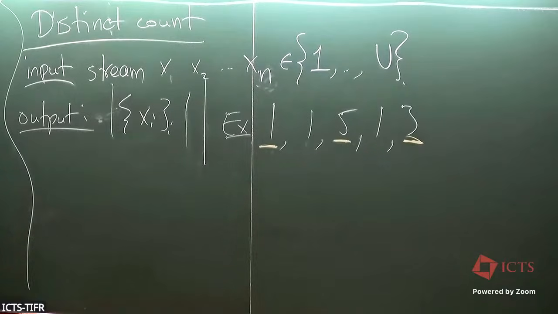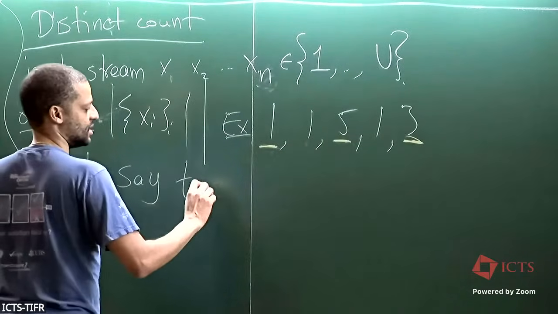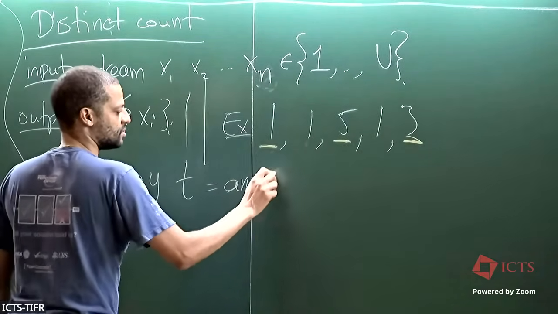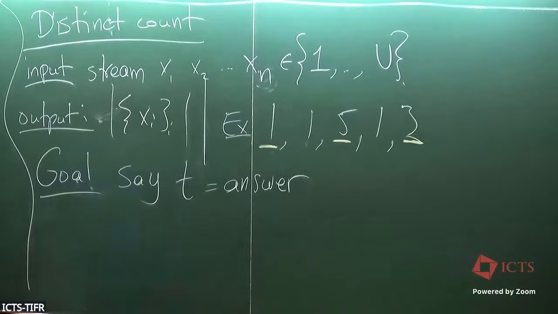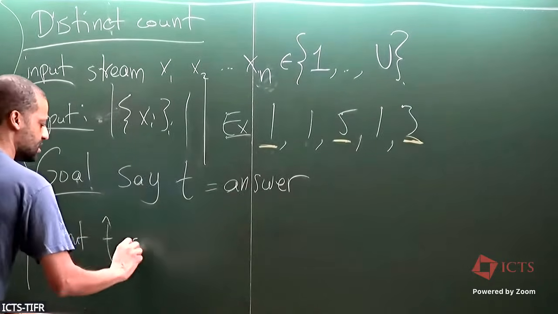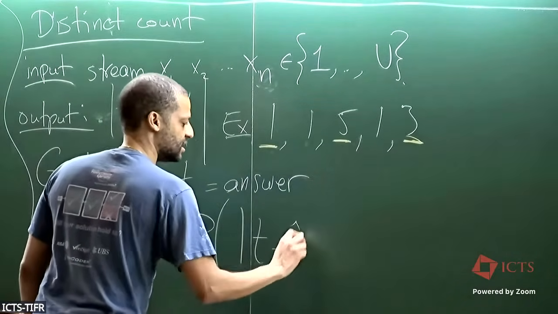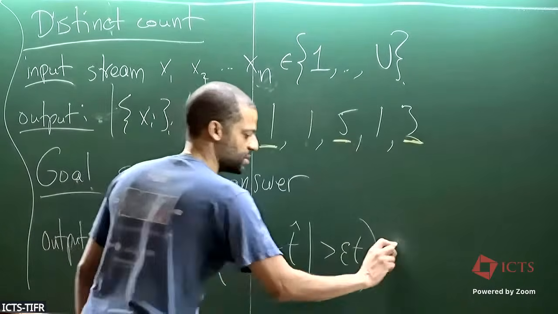Okay, so actually our goal is like say that T is the answer. I'm going to output an estimator. I'm going to have a randomized algorithm that's going to provide an estimate of T that's good with good probability. So output T hat such that the probability that |T minus T hat| is bigger than epsilon T is at most delta.